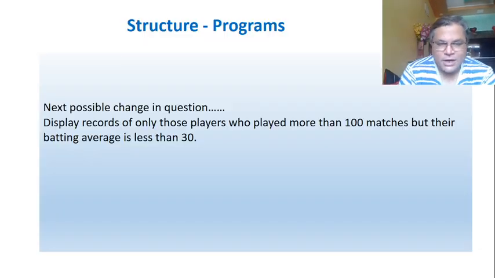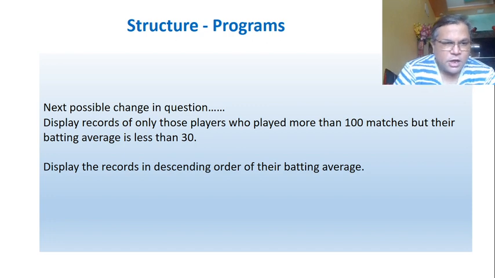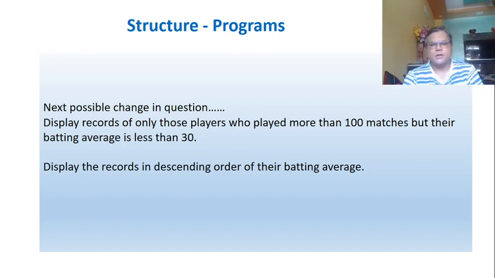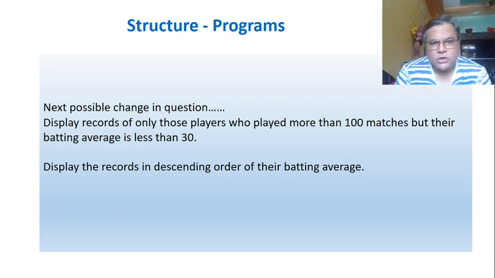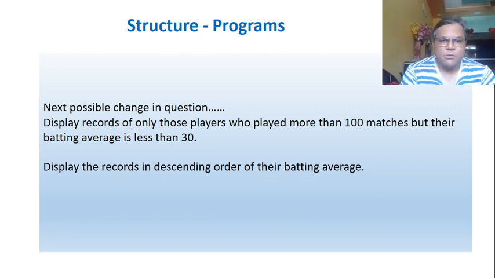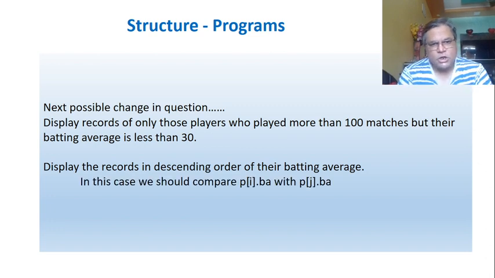Now there can be another possible change, and they may ask you to display records in descending order of their batting average. Now how to perform this operation? To arrange the records in descending order of their batting average, we need to compare the batting average of the players. The player with highest batting average should come on top, and the player with lowest batting average should go at bottom. And this can be achieved as follows.